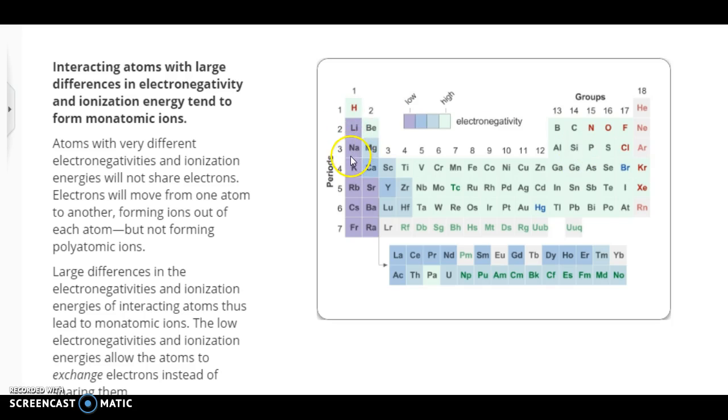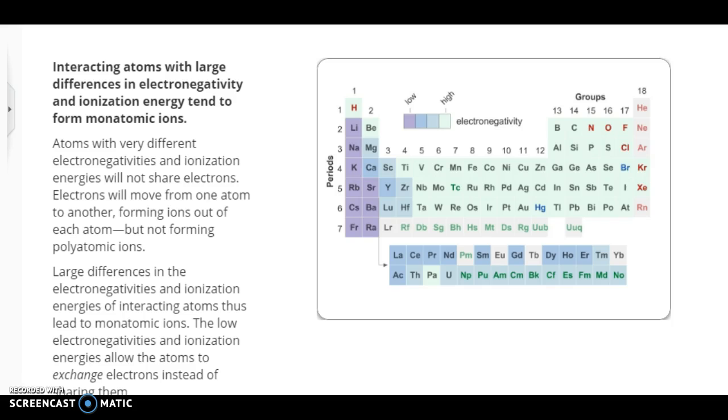So if we look at table salt, Na becomes +1, chlorine becomes -1, but they're an ionic compound. +1, -1 equals 0. Overall, it's neutral, even though the sodium end of it is positive and the chlorine end of it is negative.